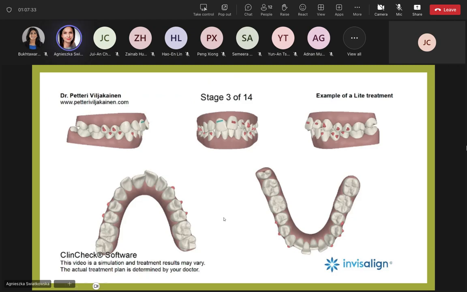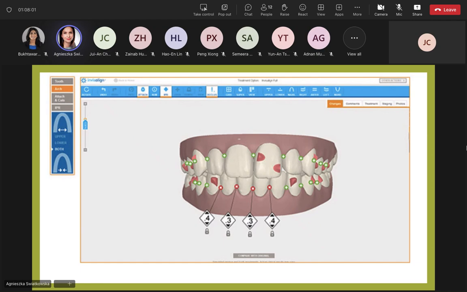So here in this color we can see attachments. If we want to change the position of each tooth, for example, rotation or derotation, or we can make intrusion or extrusion of the crown, we add attachments. The attachments are made from low composite. We also plan the stripping.